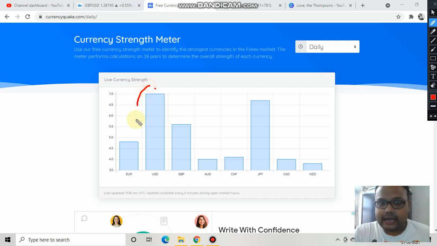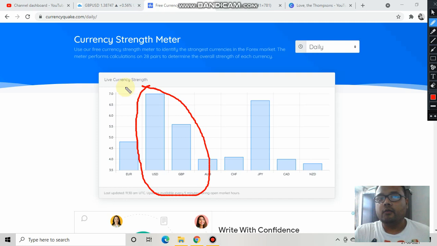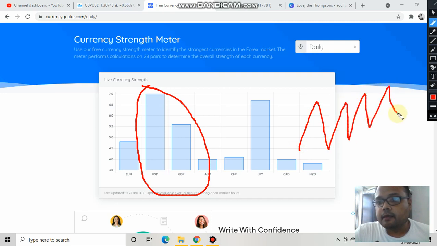And in this kind of scenario, generally whenever we get two currencies of equal strength, or almost equal strength, we get a sideways market. We do not get a trending market, remember.